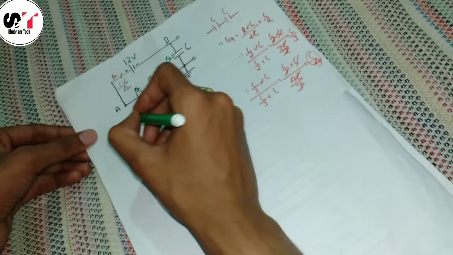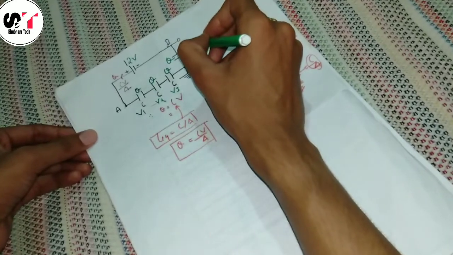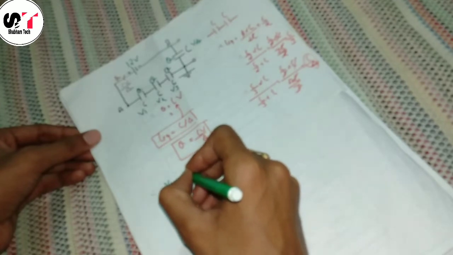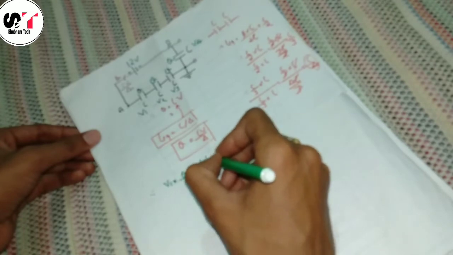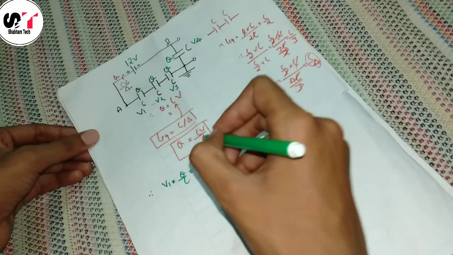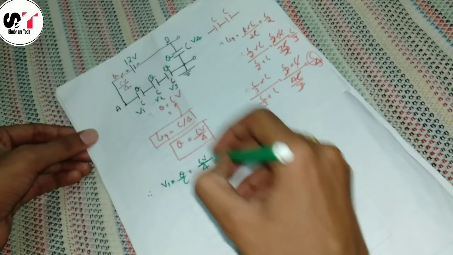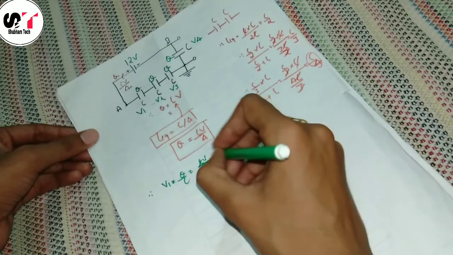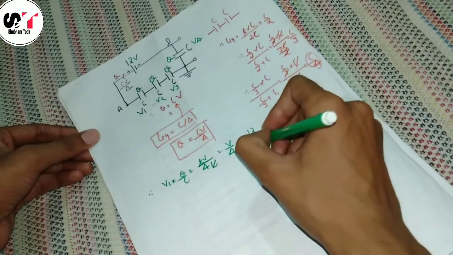Okay, let's say V1 appears here, V2 appears here, V3 appears here, V4 appears here. Now let's find the value of V1. V1 equal to Q by C. Q is CV by 4, and C cancel out, we get V by 4. Okay, what is the value of V? 12, we get 3.